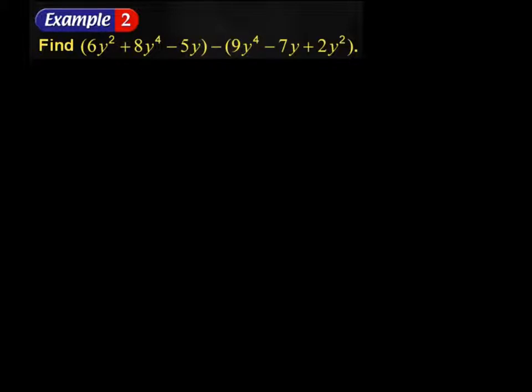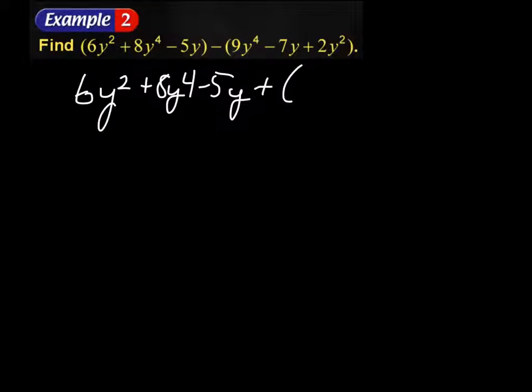Once again, when we subtract, we could do it horizontally or vertically. So let's do it horizontally first again. I am going to do a step first before I subtract, and we know that subtracting is the same as adding the opposite. So I'm just going to change that second polynomial from minus to plus, and now everything inside the parentheses is going to be negative. So it's going to be negative 9y to the fourth. Instead of minus, it's going to be plus 7y. Instead of plus, it's going to be minus 2y squared.